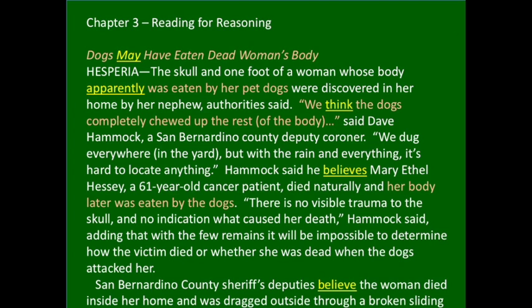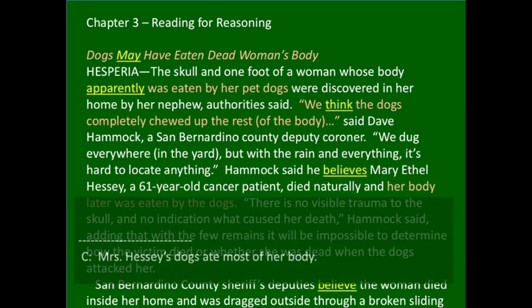We're told that her body was apparently eaten by her pet dogs. We think the dogs completely chewed up her body. We believe her body was eaten by her dogs. So, several places in this passage, the conclusion is expressed. What is that conclusion? Mrs. Hesse's dogs ate most of her body.